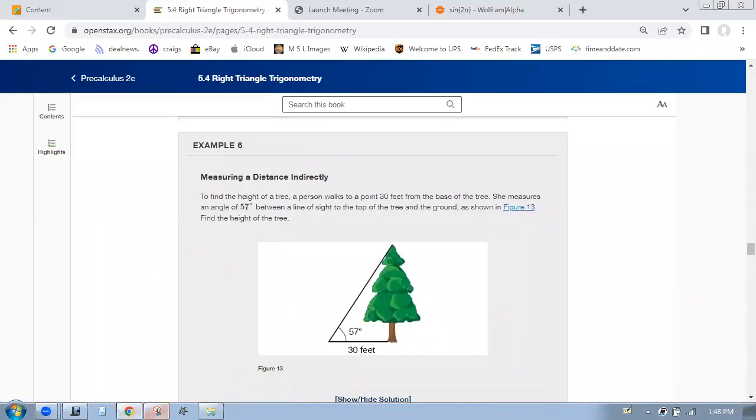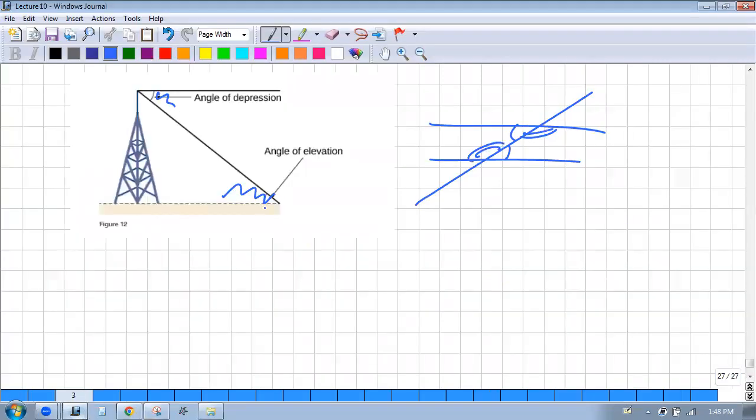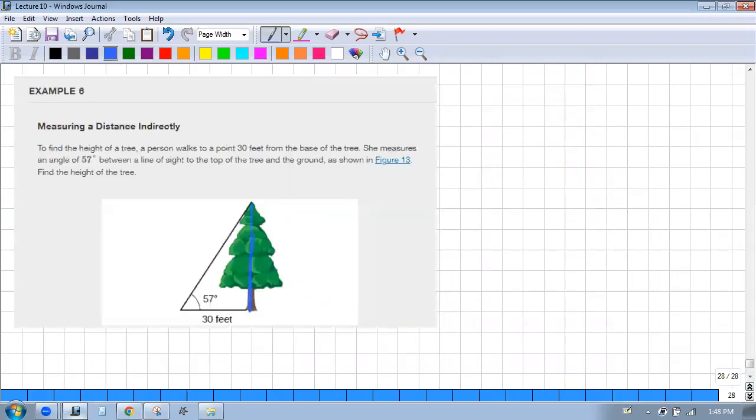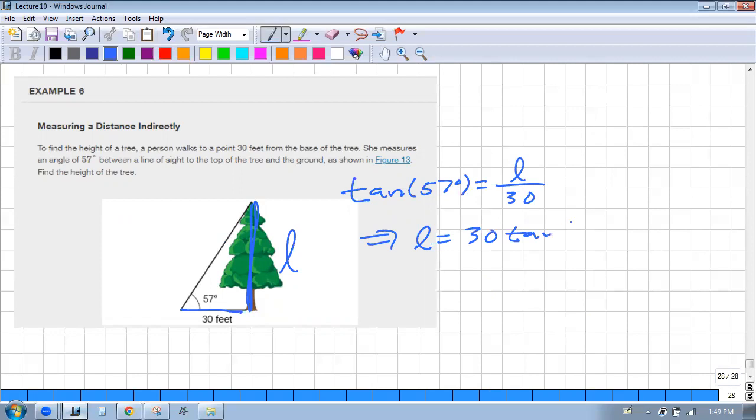But we can find the height of a tree. I'm not going to make the mistake of using the letter H for the height, because we use H for the hypotenuse. So I'm going to call this L, the length of the tree. We're 30 feet away, at 57 degrees. There's an opposite side and an adjacent side. That immediately tells me to use tangent, which is opposite over adjacent. So L is 30 times tangent of 57 degrees. I box that because that's an exact answer.